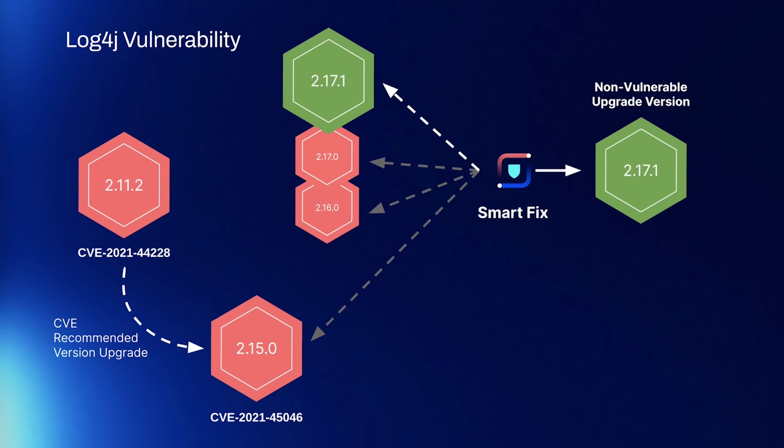This is where Smart Fix comes in. Smart Fix will enumerate all of the versions starting with 2.11.2, checking to see which versions not only resolve the vulnerability for log4j, but also result in the open source library not being vulnerable to known CVEs. It iterates through 2.16 and 2.17, then finds 2.17.1, which has no known CVEs. The 2.17.1 version will be the Smart Fix recommendation.